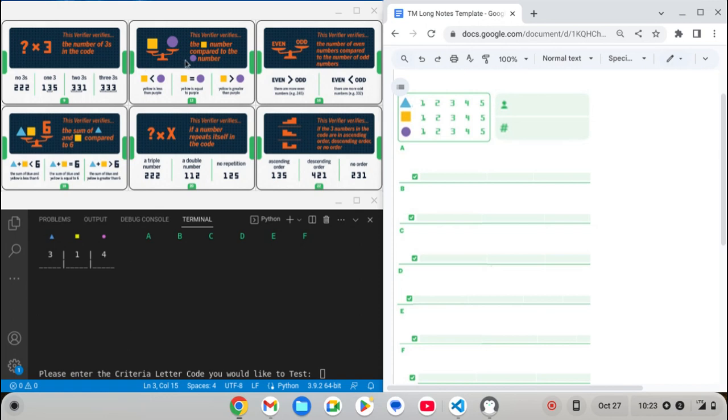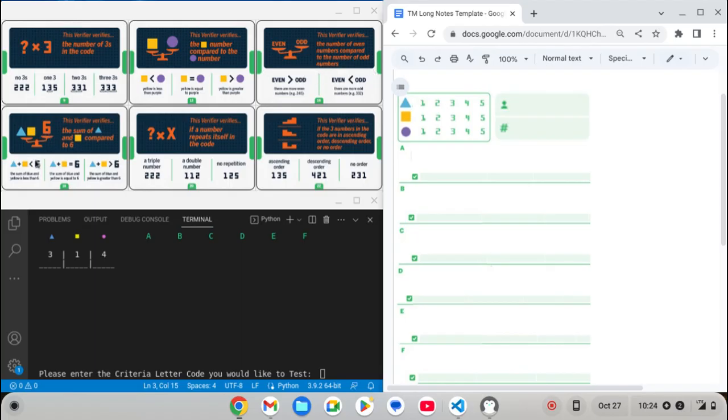Criteria card B will take a look at our middle and last digits, the square and circle, and compare them. So should the value of square be less than circle? Should they be equal? Or should the value of square be greater than circle? Criteria card C, again, will take a look at our 3-digit solution, except this time it'll give us a little information about the ratio of even to odds. Are there more even than odds, or are there less even than odds?